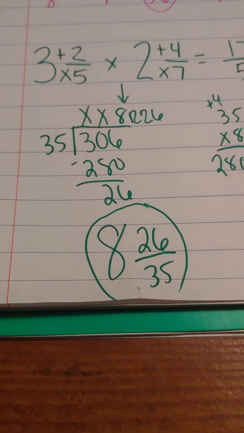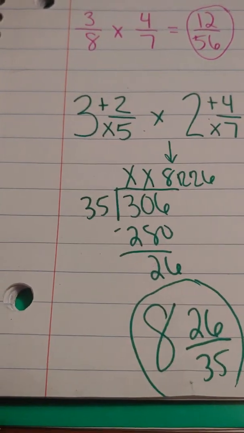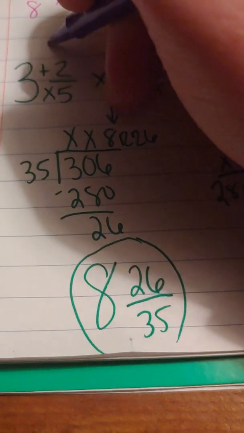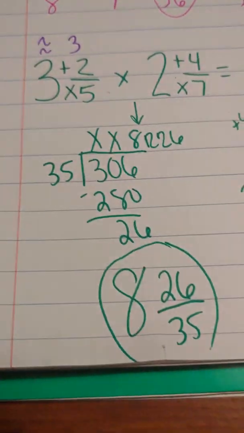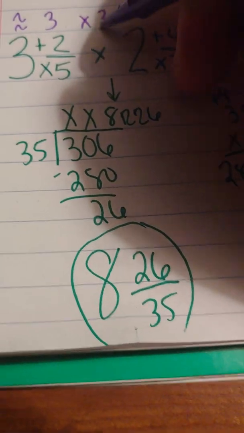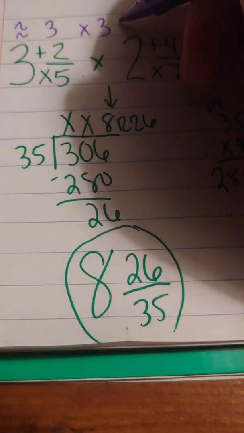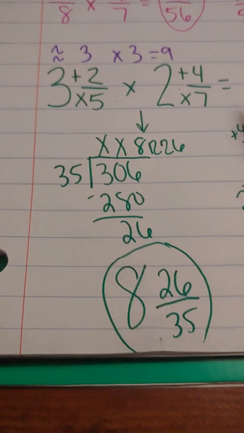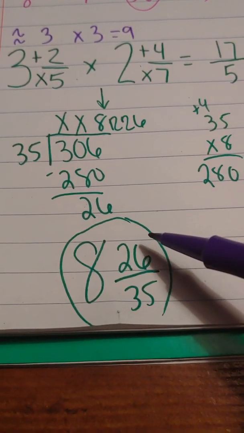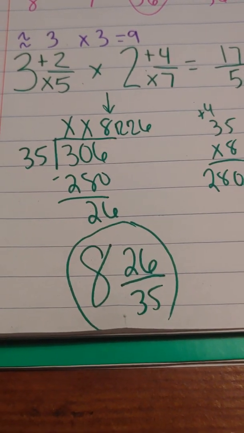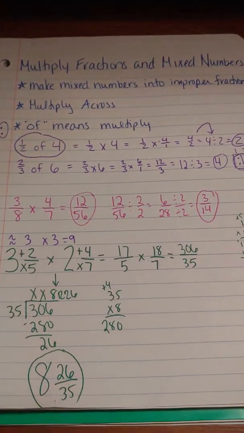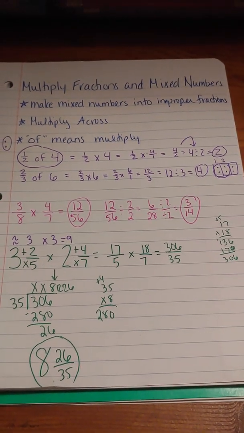We can use some estimation to help us here. So I'm just going to pick a different color here really quick. So 3 and 2/5 is about 3. And then 2 and 4/7 is about 3 also. 3 times 3 is 9. So our estimate should be close to 9. And you can see that when we multiply this out, our actual answer is very close to 9. So that's another way for you to check. Alrighty, so there is your multiplying fractions and mixed numbers.